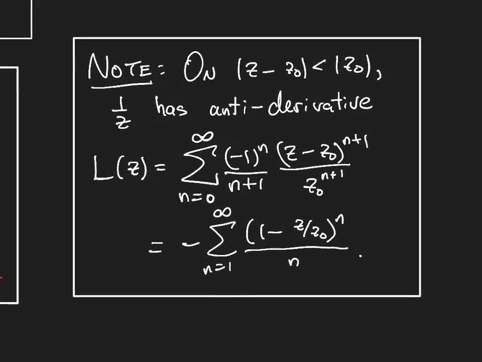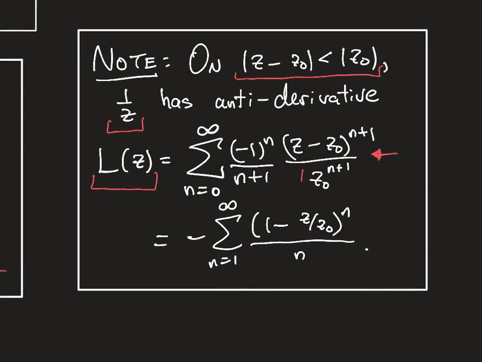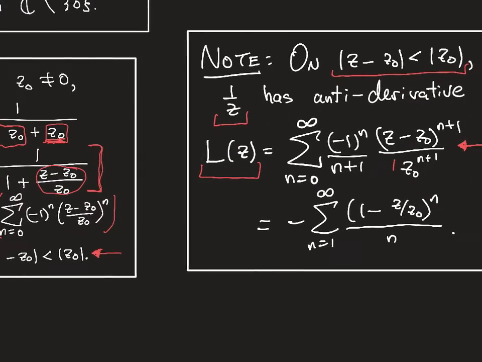Okay, and one thing we get out of this is that on this disk of convergence, 1 over z has an antiderivative, which we can just compute by taking term by term antiderivatives. And we'll see later that this is a complex logarithm, but for now I'm just going to point out that here's the formula for it. So we take term by term antiderivatives and get this. I brought one of the z0s back into the formula to make it look a little nicer.